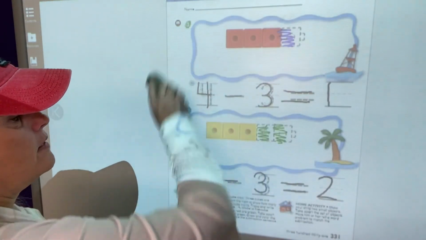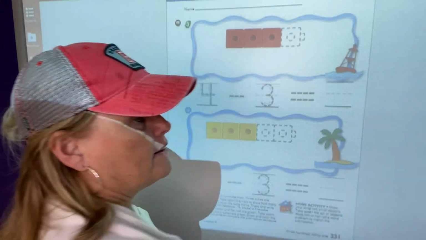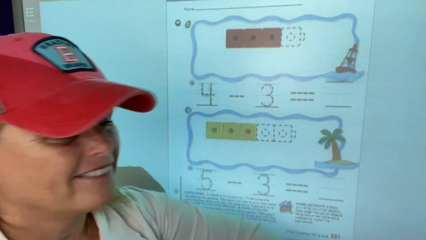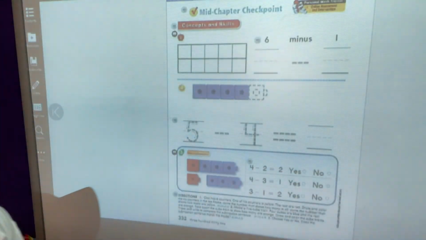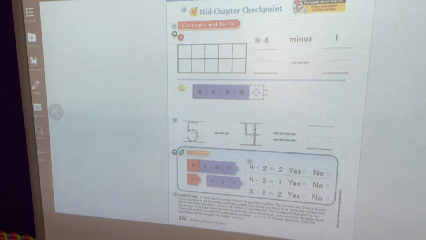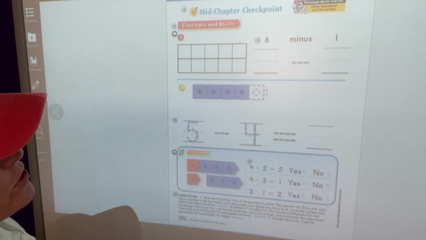Okay, not so bad. What do you think? Are you doing okay? Are you following along? Hopefully. Okay, we are halfway through our chapter 6, believe it or not. This is not a long chapter. It's a pretty simple or quick one. So let's do our mid-chapter checkup together.